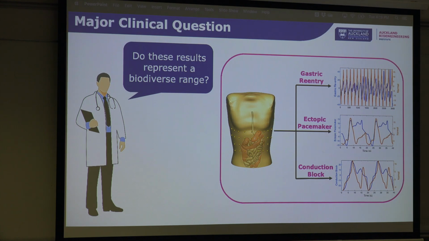So that really begs the question, do these results represent a biodiverse range? If I go and put these electrodes on any of you, would you get the same recording? If we knew exactly that you had the condition I said, if I put those electrodes in the same place, would we expect to see the same results? That's a really important question, because if we went into clinical trials with this, we simply wouldn't know. We'd be looking for these signals that we have no actual understanding of how they differ between biodiversity.